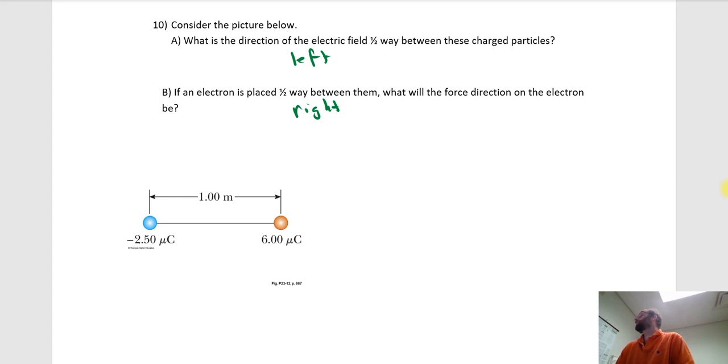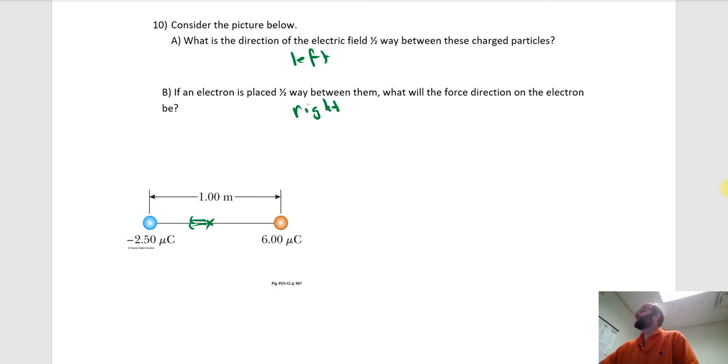10 is not a problem. I don't think we talked about this a whole lot in this class, and I don't intend on putting this on your final exam. But electric fields always point away from positive charges and towards negatives. So if you pick a spot like right here, the electric field due to this positive charge is this way, the electric field due to the negative is also this way, and the field is definitely to the left.